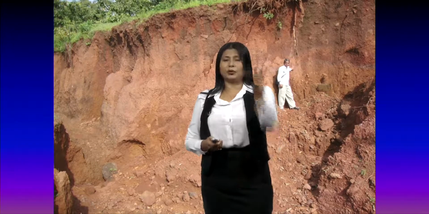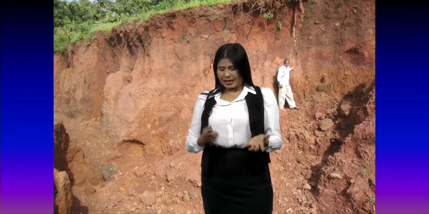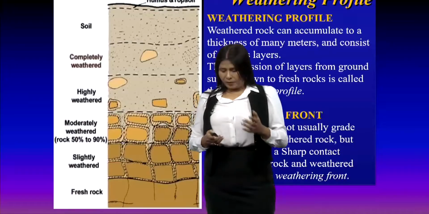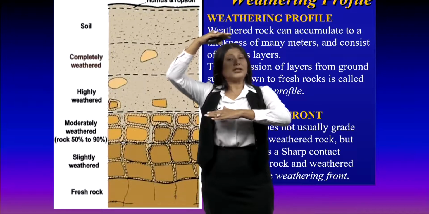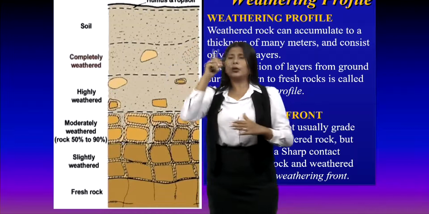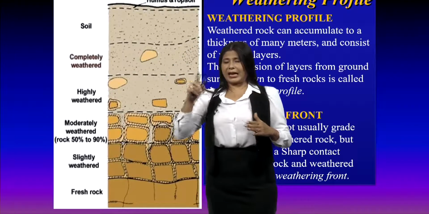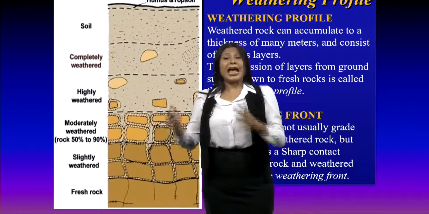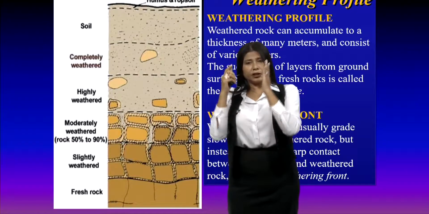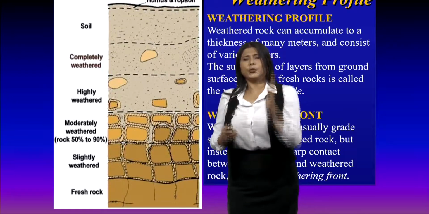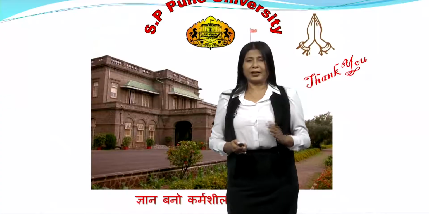The actual photograph of weathering is shown. One more thing before I end. The whole weathering profile is called saprolite. So, a word called saprolite, S-A-P-R-O-L-I-T-E, and regolith, R-E-G-O-L-I-T-H. These are the two words which are associated with a weathering profile.